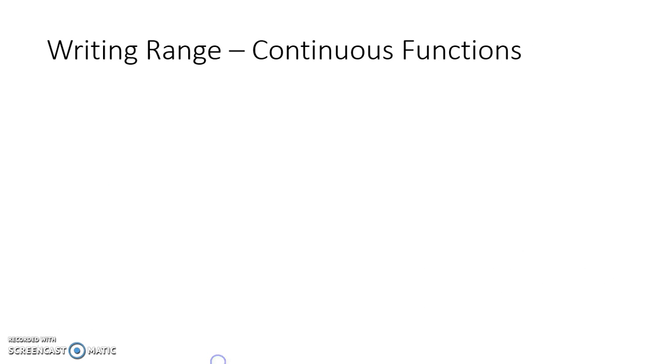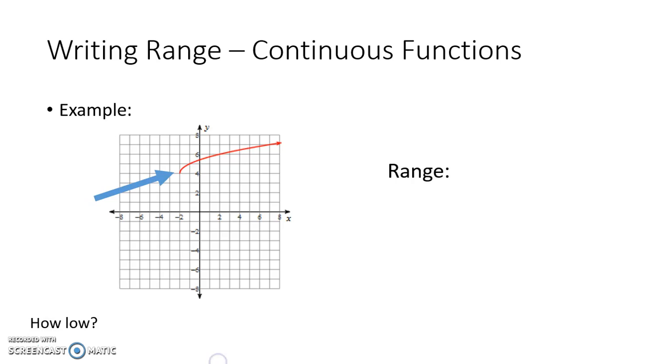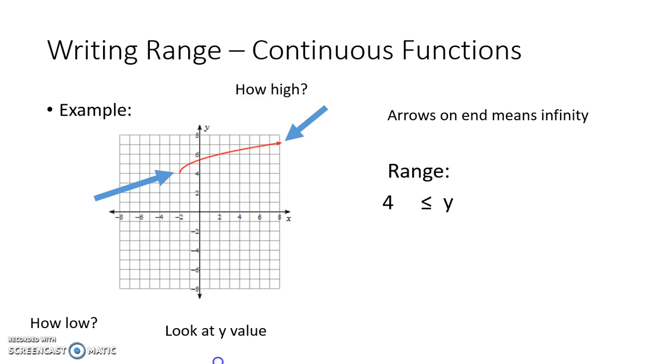We do the same thing for the range. How low? So I look at the y value there because there's no arrow, so that is a +4 is less than or equal to y. And look at how high. I have an arrow on the end, so it'd be less than positive infinity. And then your interval would be bracket 4, infinity with the parentheses.